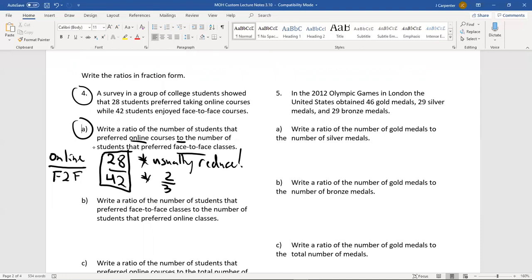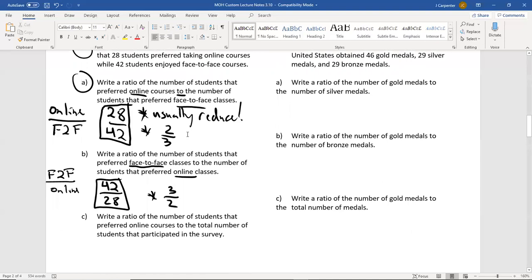B, write a ratio of the number of students that preferred face-to-face to the number that preferred online. This is opposite order. This is face-to-face to online. So here's our words, face-to-face over online. Well, that just reverses the top and the bottom. So it's 42, which was the face-to-face, over 28, which is the online. So that's the only answer we really need here. But please note that if you reduce this, you'd get 3/2.